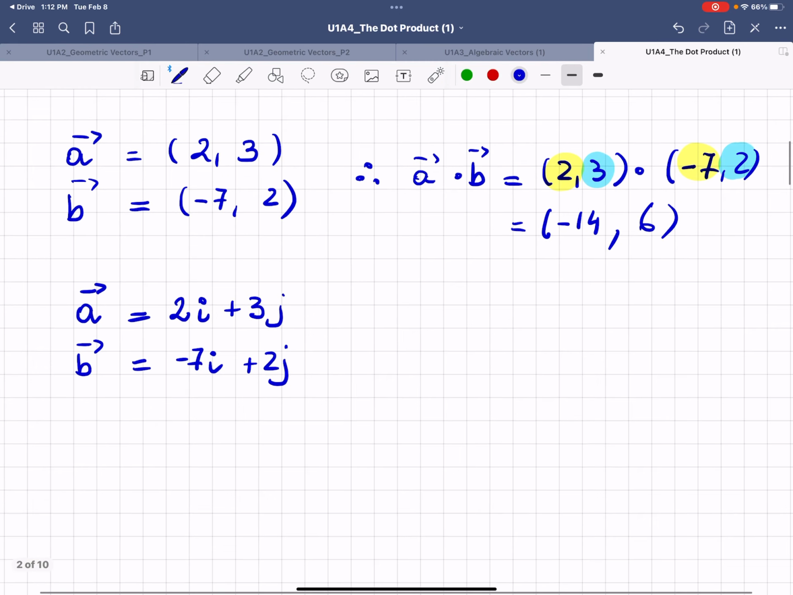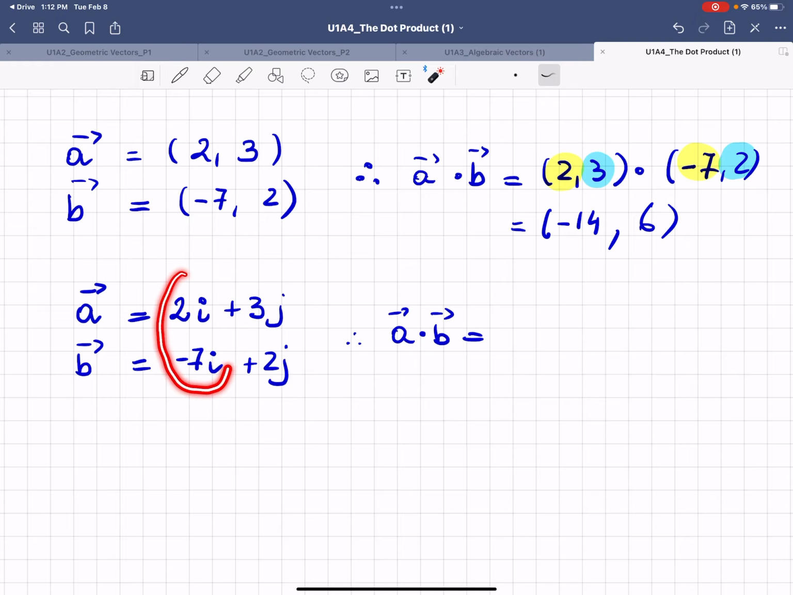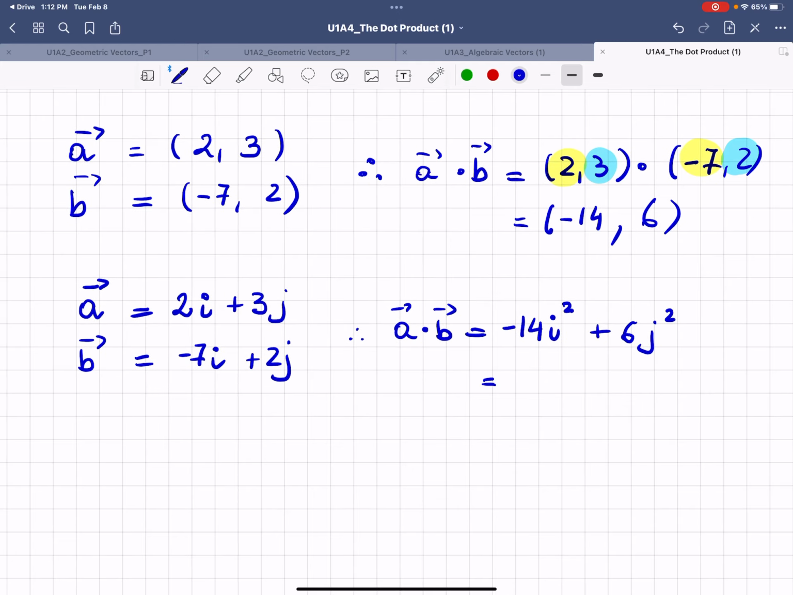So when we dot product these two vectors, A dot B would equal, again, we're multiplying 2i by -7i. That's -14i, that will be squared. And then plus 3j times 2j, which is 6j, which will be squared. So i is a unit vector, so the value of i is 1, and so is the value of j. So -14 plus 6 equals -8. So the dot product A dot B equals -8.